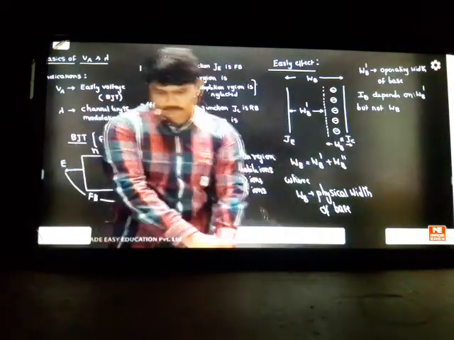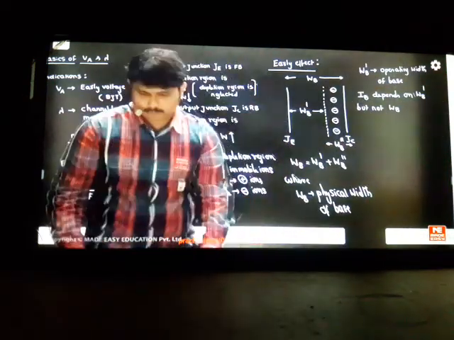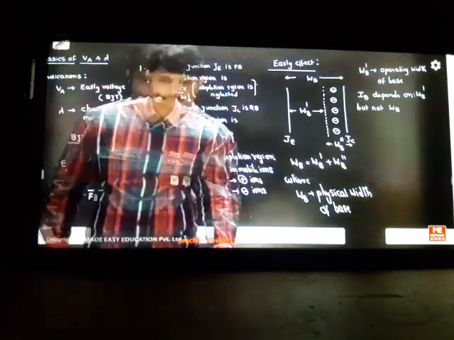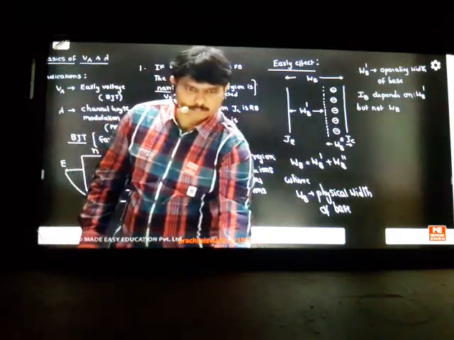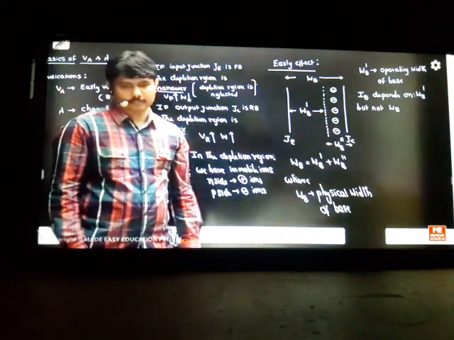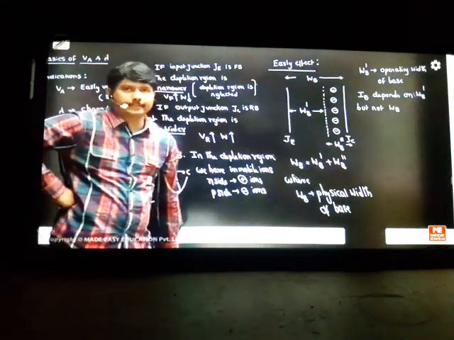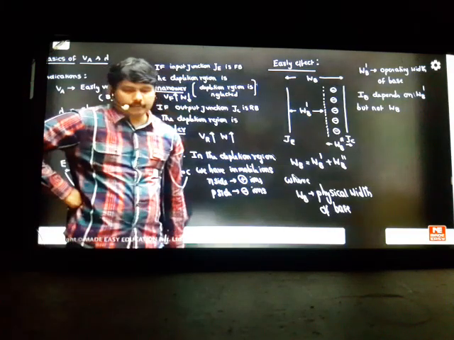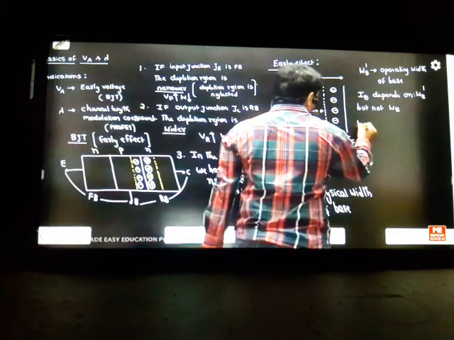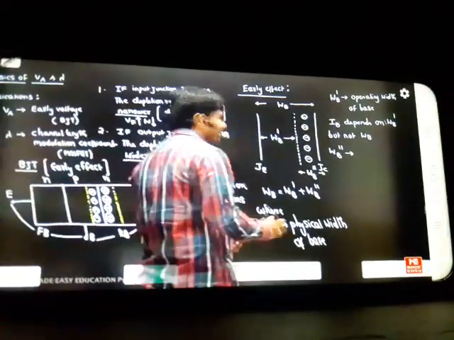Please try to understand this point. So IB depends on WB dash, not on WB. Up to here, please note down clearly. And one last thing is here. What is W dash? The last term is W dash, which is telling about your depletion region.